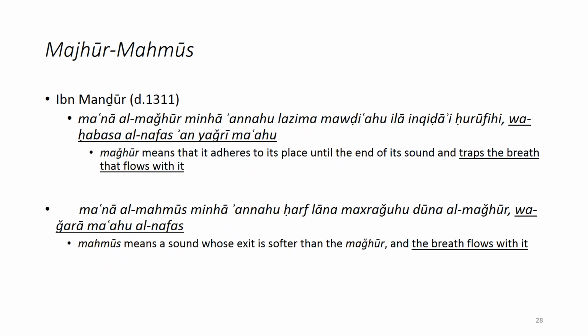Finally, Ibn Manzur: majhur means that it adheres to its place until the end of its sound and traps the breath that flows with it. Mahmus means a sound whose exit is softer than the majhur and the breath flows with it. So again, the significant parts are underlined. Majhur traps the breath, whereas mahmus doesn't. The breath flows with the sound.